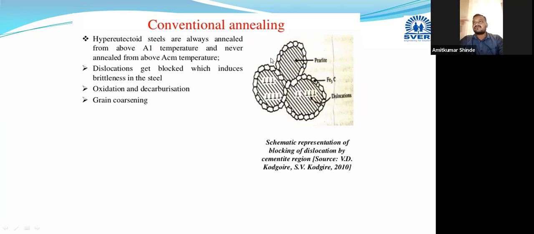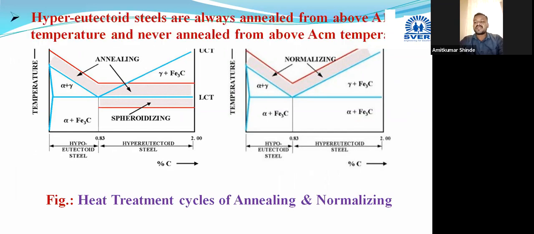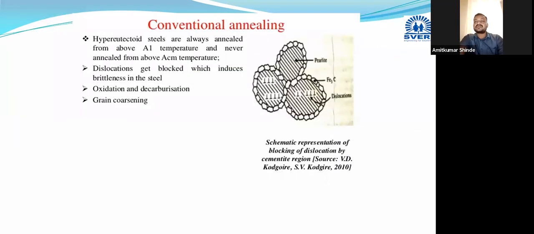Why is it so? When we heat it above the ACM temperature, that temperature is on the higher side. Here, decarburization and oxidation may occur. That is the first reason. Then grain coarsening may occur, which will increase the brittleness in the material. And the most important reason here is what will happen if you cool it from the ACM temperature.